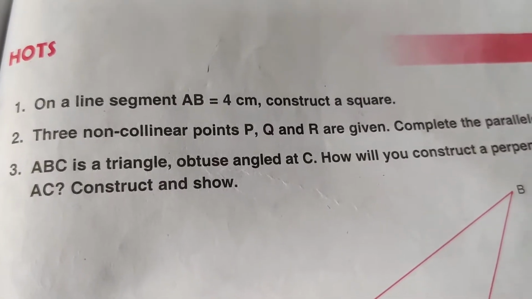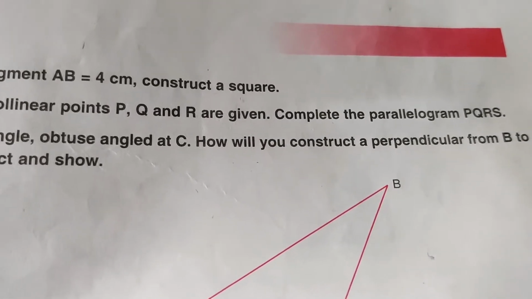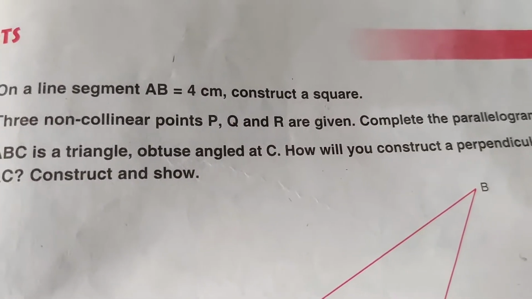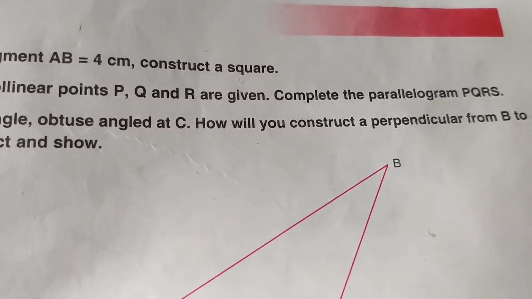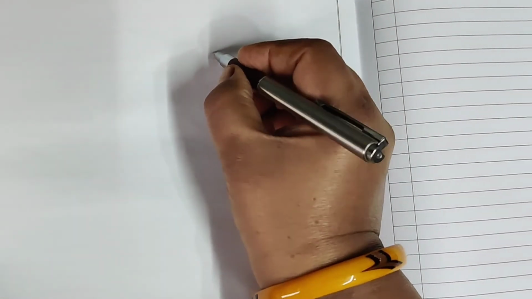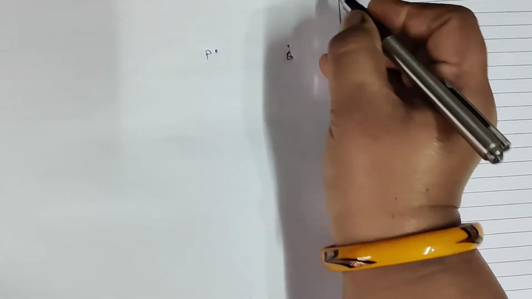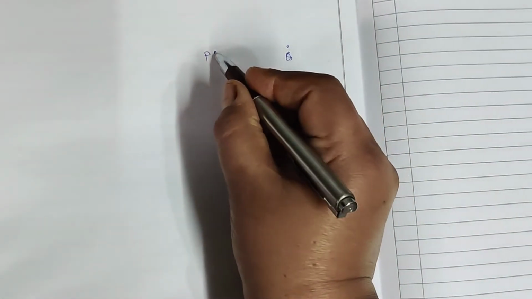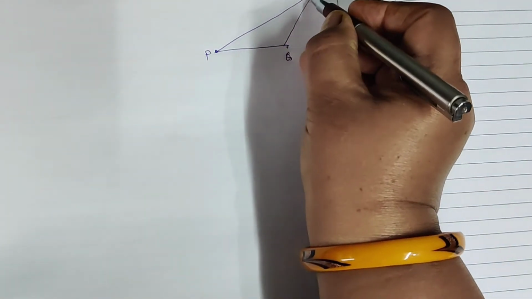Question number 2. 3 non-collinear points PQR are given. Complete the parallelogram PQRS. Draw 3 non-collinear points PQR. Suppose P, Q and R. These are the 3 non-collinear points PQR. Complete the parallelogram PQRS. First join PQ, QR and join PR.